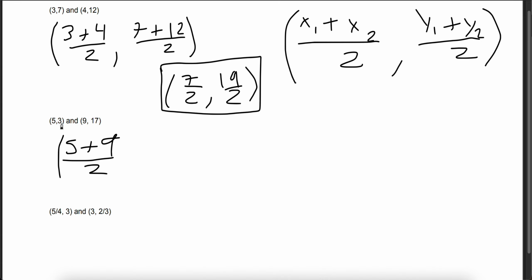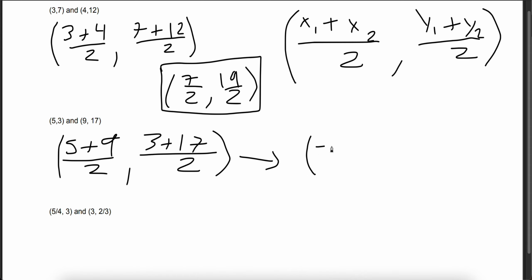Now let's go to the y value. So this is y1, 3, and the second y value is 17. So that becomes 3 plus 17 over 2. And then if you want to fully simplify it, 5 plus 9 over 2 is 7, and 3 plus 17 is 20, over 2 is 10. Again, this is our midpoint.